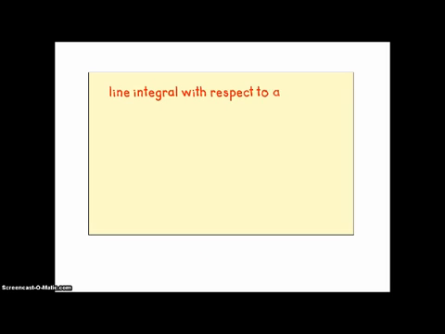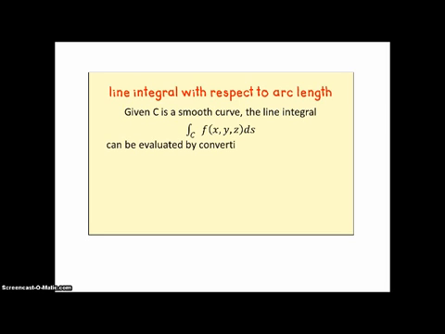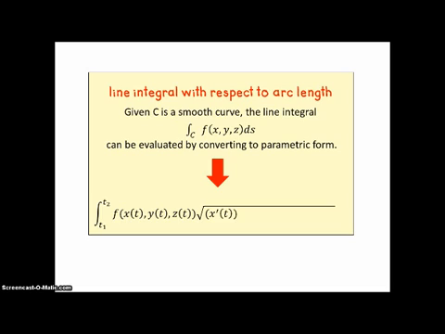Okay, so line integrals with respect to arc length are as follows. Given C is a smooth curve, the line integral of f(x, y, z) ds can be evaluated by converting to parametric form. In fact, that's the only way I know of to actually evaluate it. And how do we do that? Well, we go from t1 to t2. We convert x, y, and z into their various functions. And then ds is the formula for the length along the curve dt, which you have actually seen before. So that is what you have to use for ds, the change along the curve.